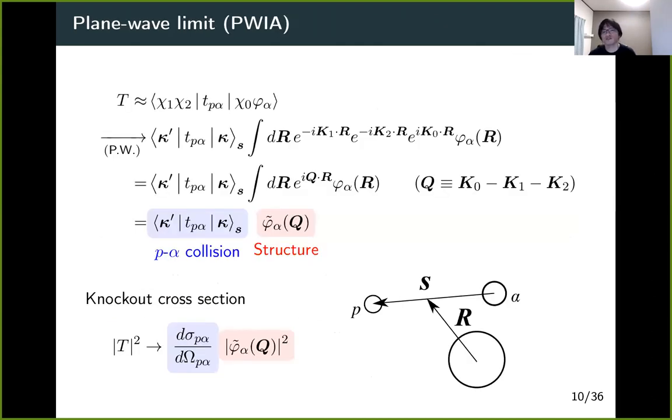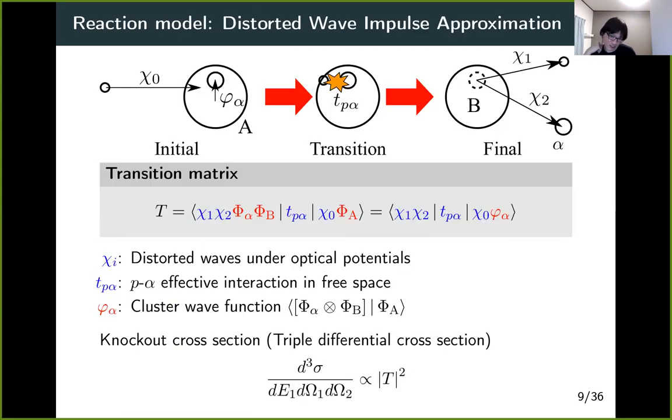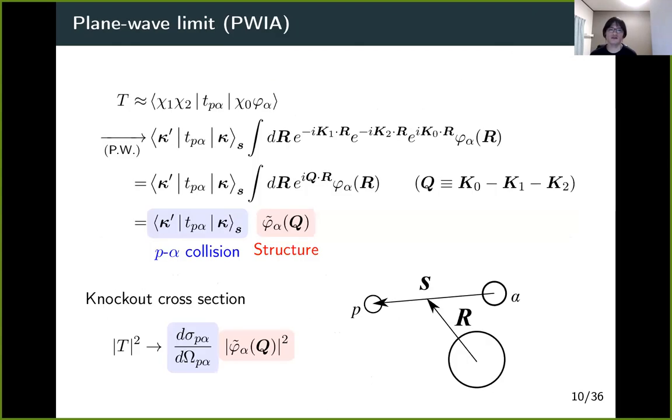And then to understand this DWIA formalism, let's consider the plane wave limit. By considering the plane wave limit, it is much more helpful to understand the basic concept of this reaction and the reaction theory. So this is a three-body reaction, so we have 2 degrees of freedom besides the center of mass motion, the capital R and little s. And in the plane wave limit, these 2 degrees of freedom are completely separated, factorized out.